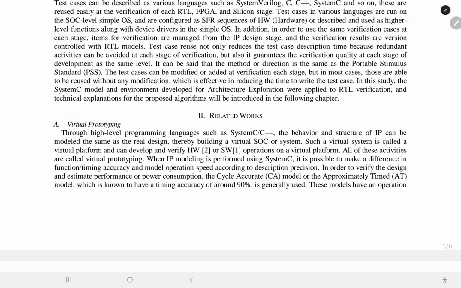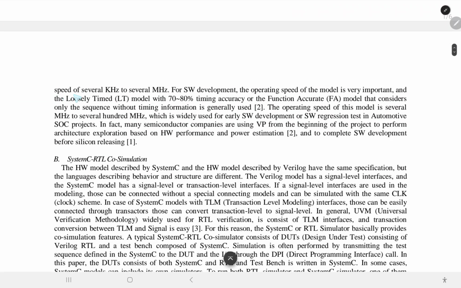When IP models are described using SystemC, it is possible to make a difference in function and timing accuracy and model operation speed according to the description precision. In order to verify the design and estimate performance or power consumption, the cycle accurate model or the approximately timed model, which is known to have a timing accuracy of around 90%, is generally used. These models have an operation speed of several kilohertz to several megahertz.